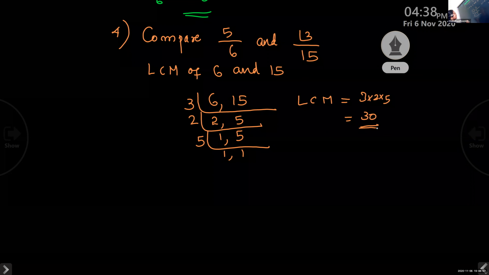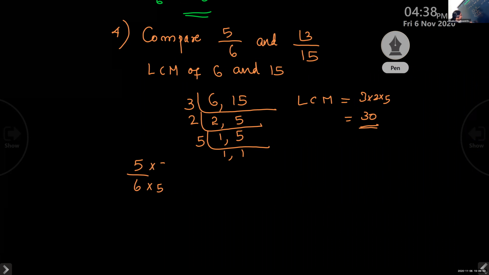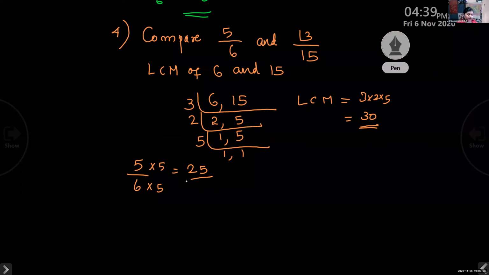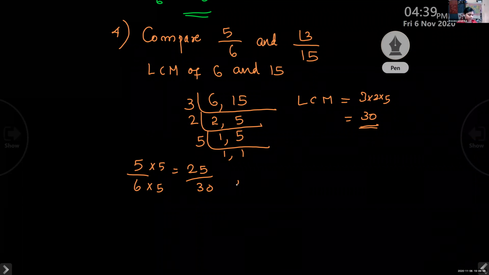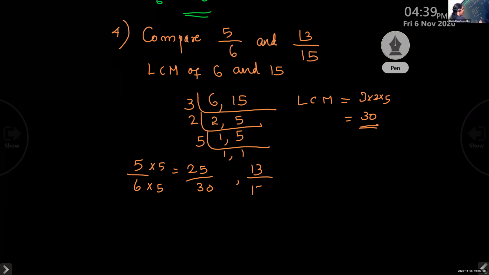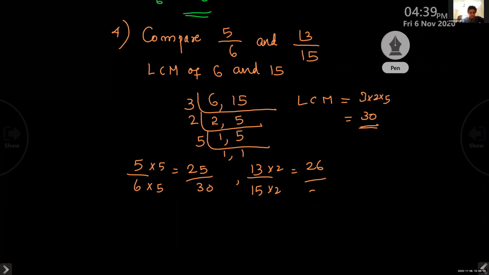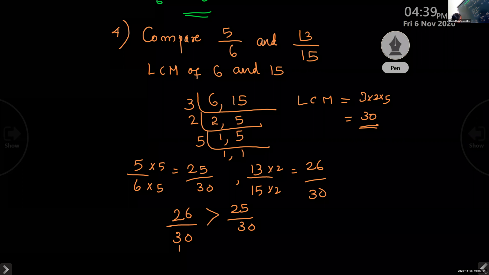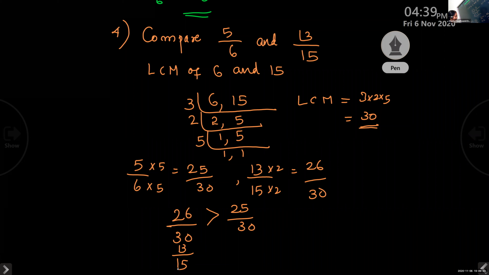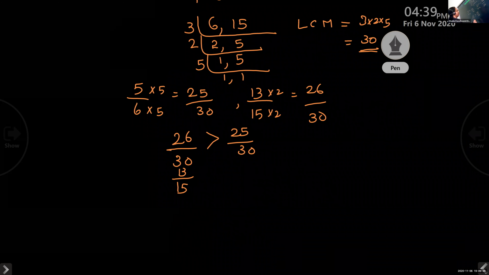So take each fraction: 5 by 6 into 5 is 25 by 30, and 13 by 15 into 2 is 26 by 30. So 26 by 30 is greater than 25 by 30, and our actual answer is 13 by 15 greater than 5 by 6.